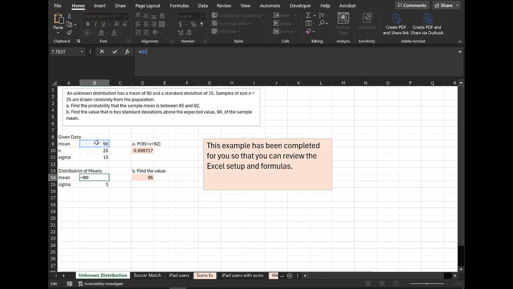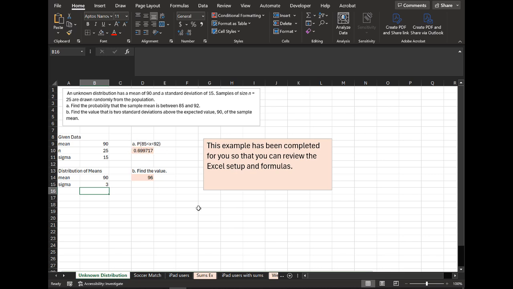So the sampling distribution of means matches that mean, but our standard deviation is adjusted. So we take the standard deviation from the data that we've been given divided by the square root of whatever our sample sizes are. Okay, so that is kind of our first important pivot because now moving forward, this is going to be the information that we're doing our probability calculations off of.